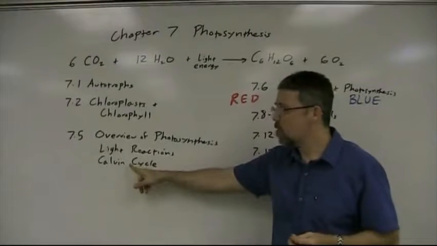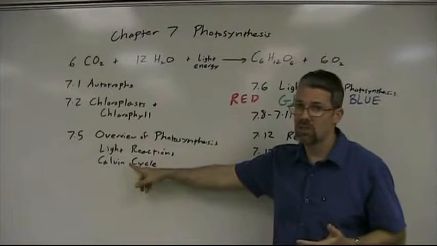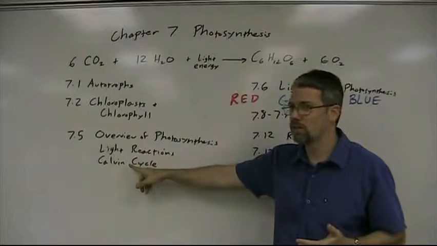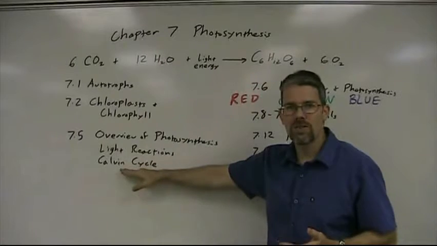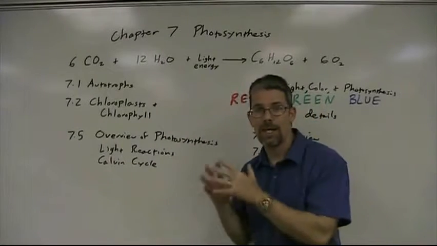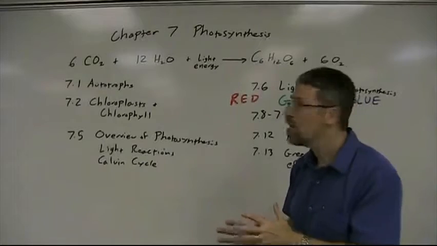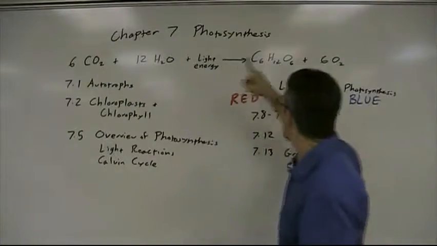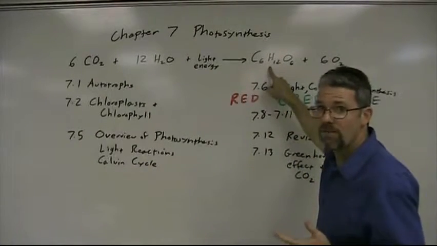Now, the rest of it is called the Calvin cycle. In older books, it's known as the dark reactions, but they don't have to occur in the dark. What the Calvin cycle does is it takes the energy from the ATP and the coenzyme NADPH and uses it to convert carbon dioxide to sugar. That's known as carbon fixation.